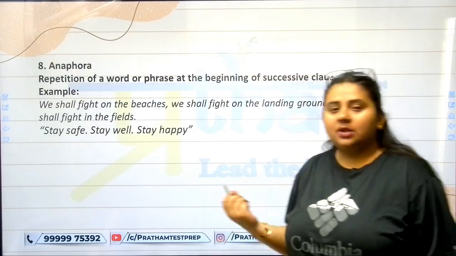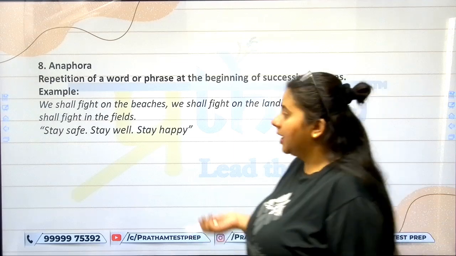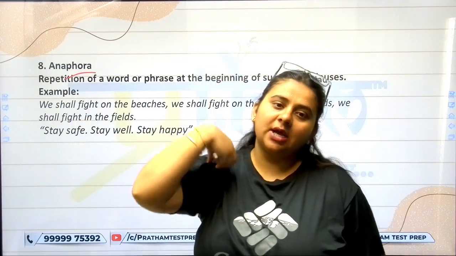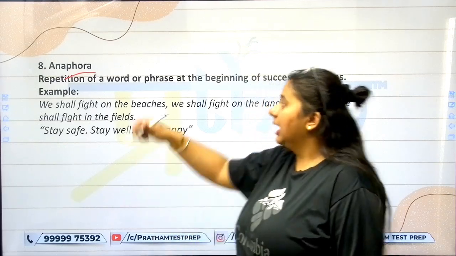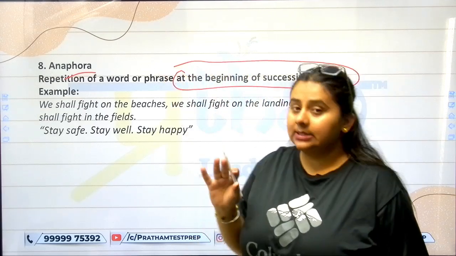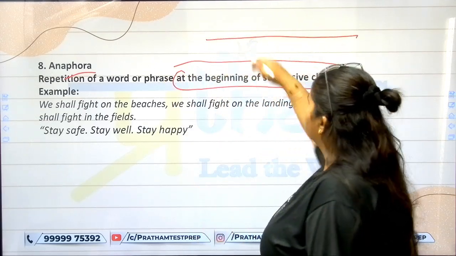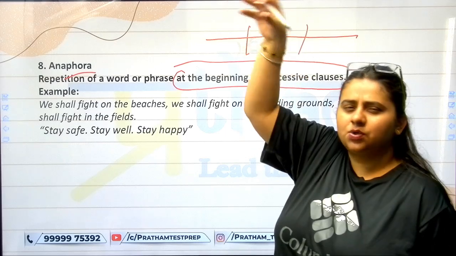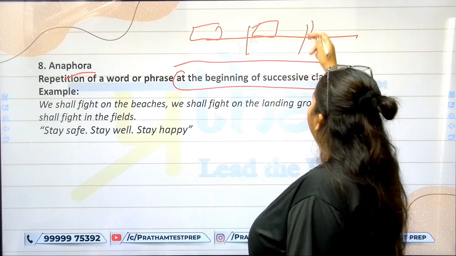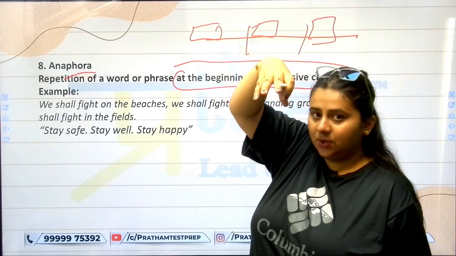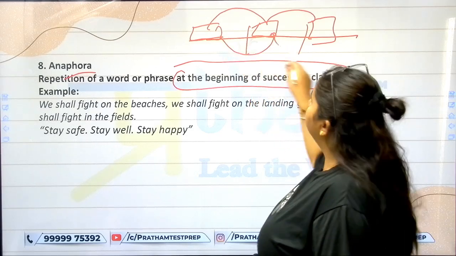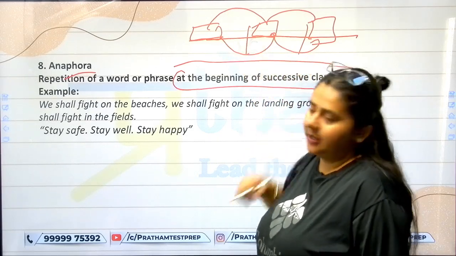Now, moving on to the eighth one, that is your anaphora. Quite important for you guys. So whenever you go for your exams, you will see that anaphora is there in a lot of options. It says repetition of a word or phrase at the beginning of successive clauses. As in, let's say you have a sentence which is divided into, let's say, 2-3 small parts. So in the starting, there would be a set of words, let's say a clause, which would be repeated. Here also it will be the same, and here also it is going to be the same. That's your anaphora.